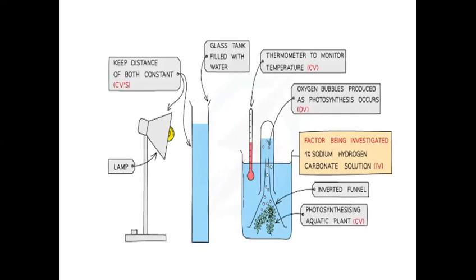And one more thing is that we put the thermometer here. Why do we put the thermometer here? If you are keeping this lamp very near to the plant, the temperature is going to increase very fast. This temperature is to be measured by the thermometer, because if the temperature is too high, then the rate of photosynthesis is going to stop. So we check it, and if the temperature is increasing very fast, then we keep this lamp a little away from the plant.